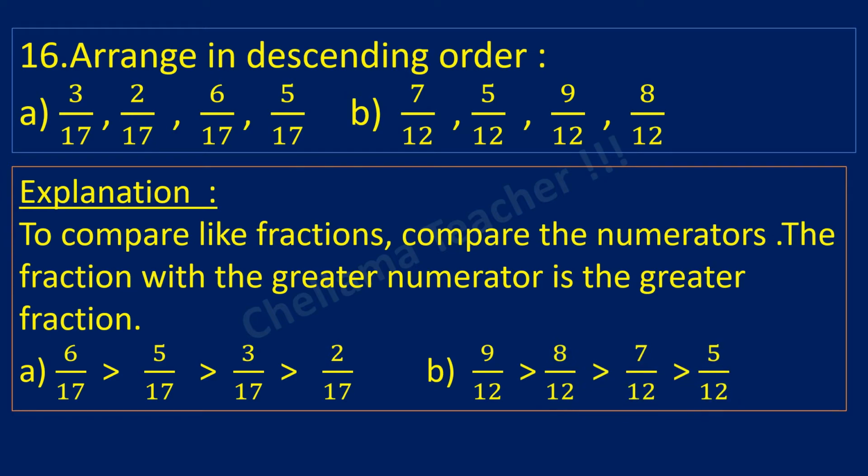Similarly, for the B problem also, here all the denominators are 12. We have to compare the numerators. Here 9 is greater than 8, 8 is greater than 7, 7 is greater than 5. So 9 by 12 is greater than 8 by 12, is greater than 7 by 12, is greater than 5 by 12.